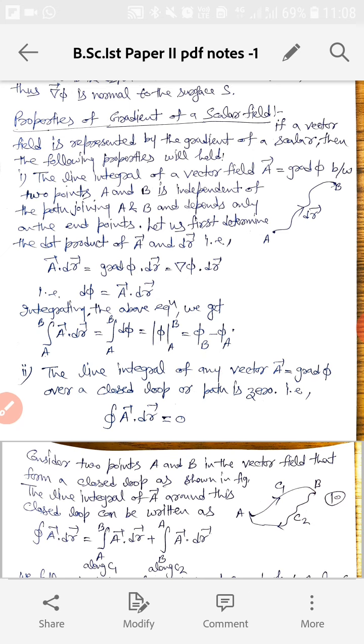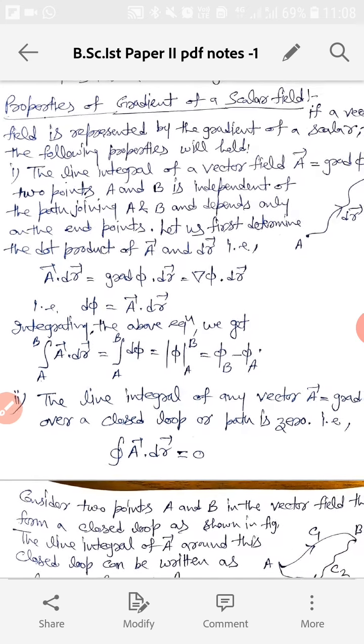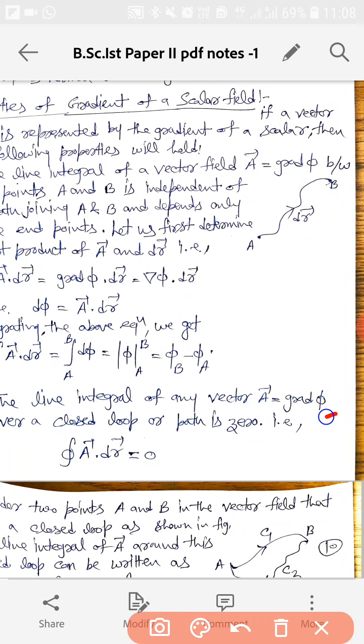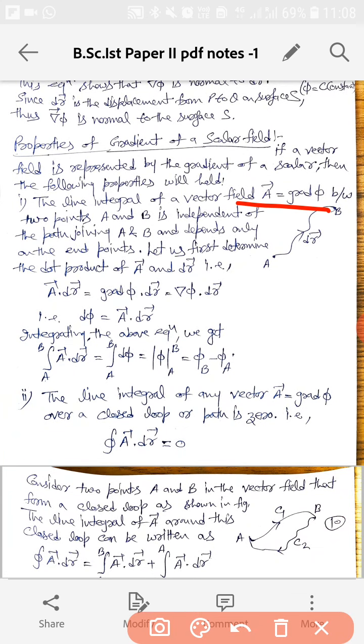Now suppose we have a vector which is represented by a gradient of a scalar function. In that case, the first property will be this. Suppose we have a vector A, which will be defined by the gradient of a scalar function, because the gradient of a scalar function itself is a vector. So we can write any such vector as a function of the gradient of a scalar function.